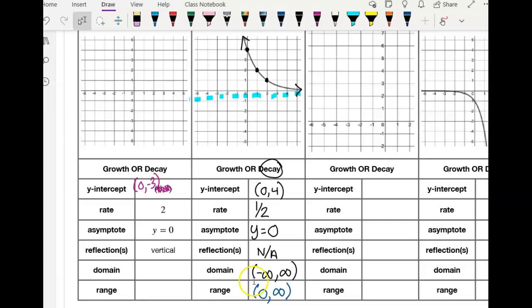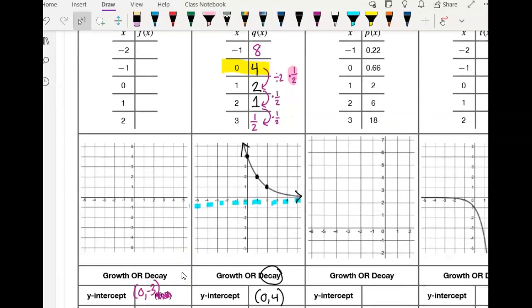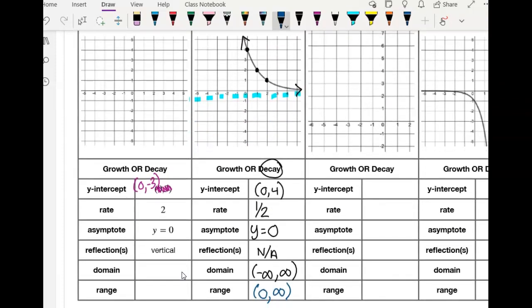So that's what you're trying to do on these problems, is make that connection. Okay, how can I identify with these clues what my y-intercept is and what my rate is, and how can I use that information to complete the puzzles, write a function, graph it, and perhaps even identify some other key features? So good luck with that. And let me know if you've got any questions.